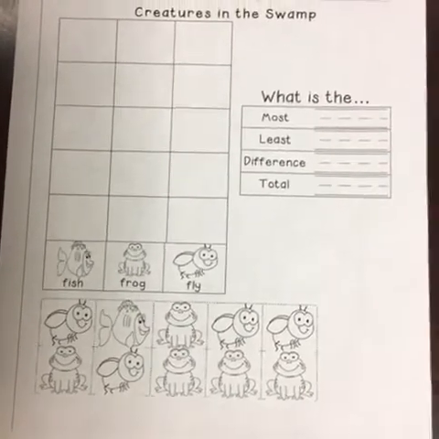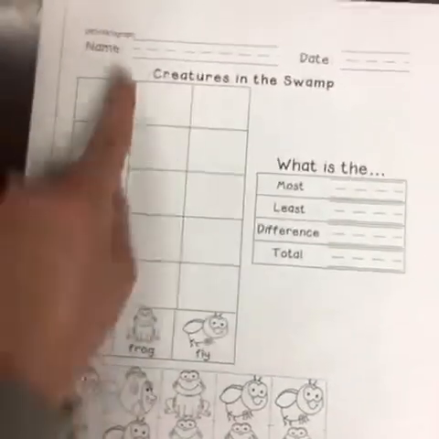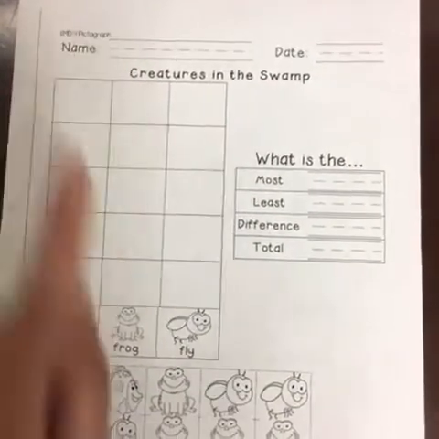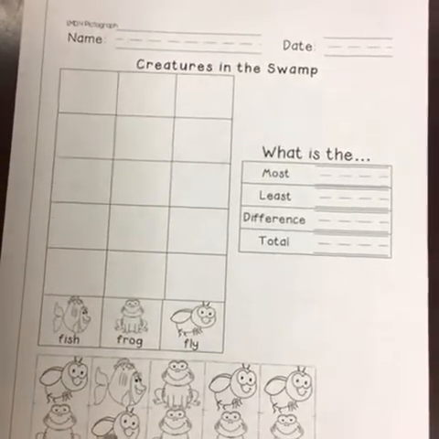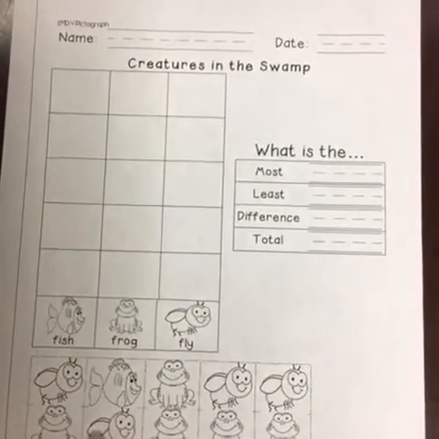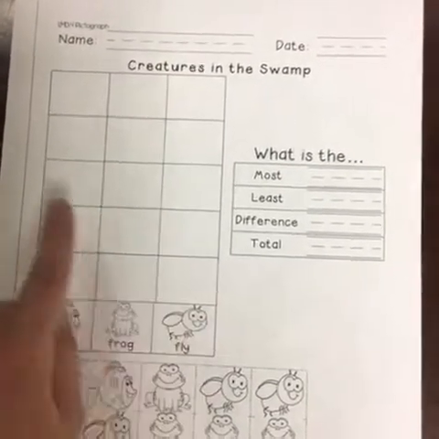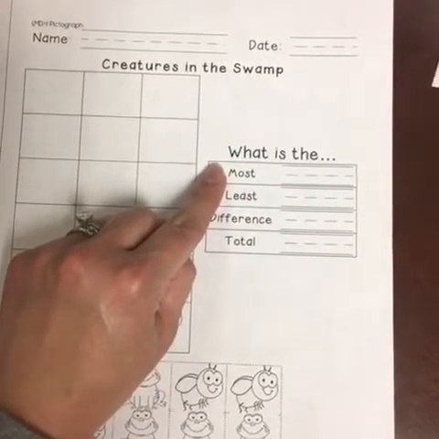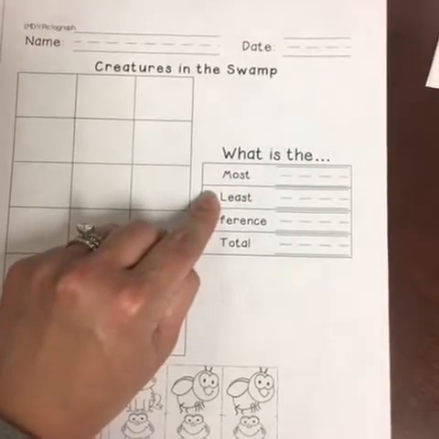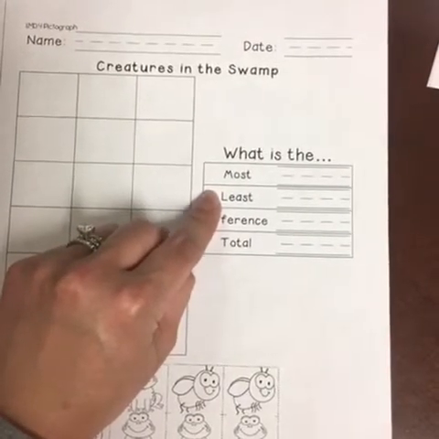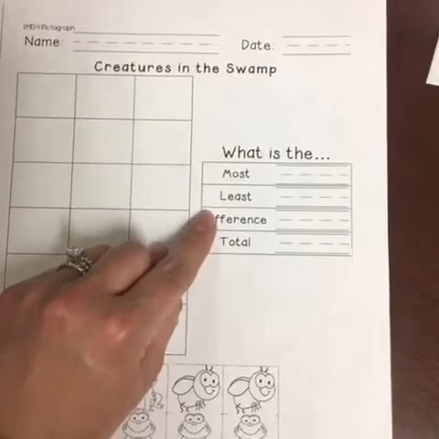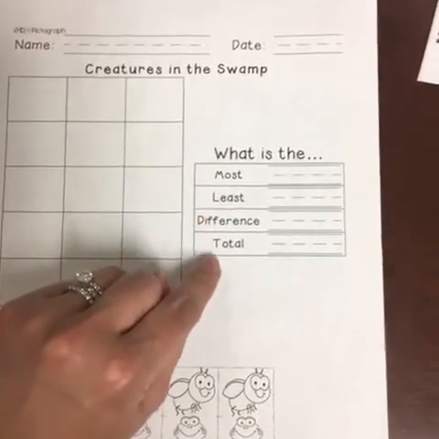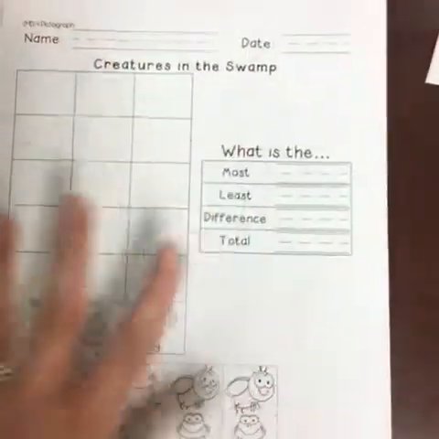Just one. Very good. So boys and girls, remember the first thing I do is always the same. I pick up my pencil and write my name. Then you're going to cut one picture out at a time and glue it where it belongs. And then you're going to find the most, which animal is the most, which animal is the least. Remember, least means smallest amount. The difference of the most and the least, and then the total, how many you have all together.